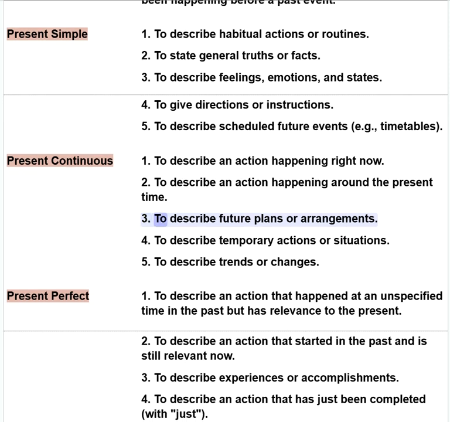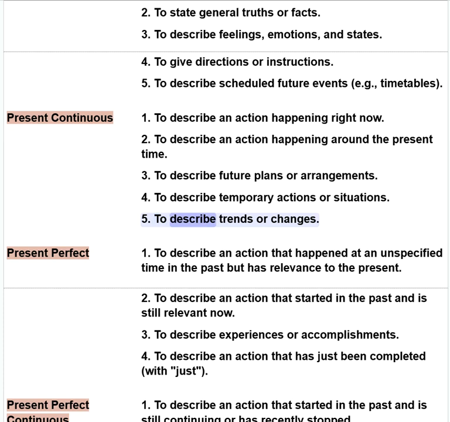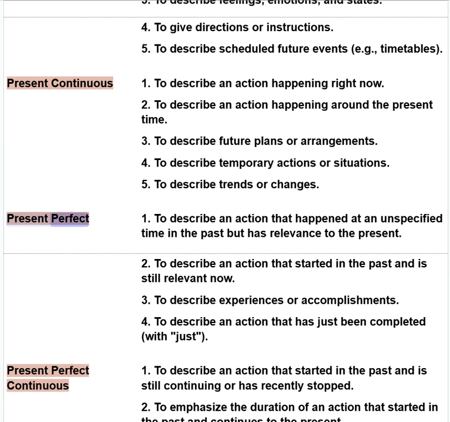3. To describe future plans or arrangements. 4. To describe temporary actions or situations. 5. To describe trends or changes. Present perfect.